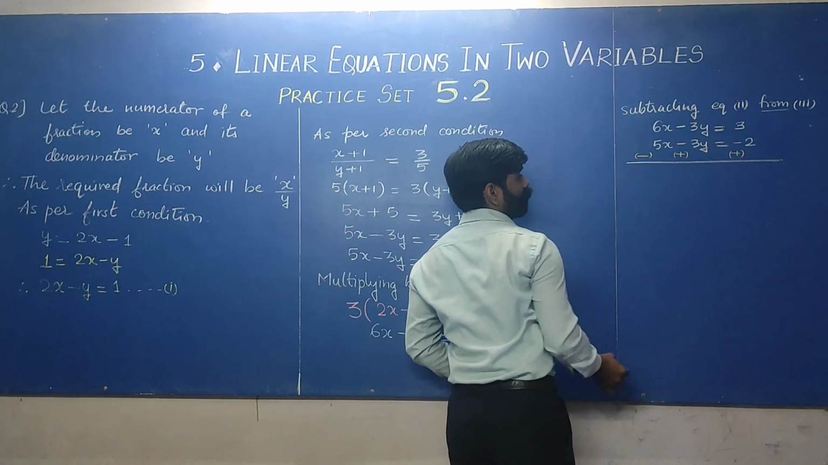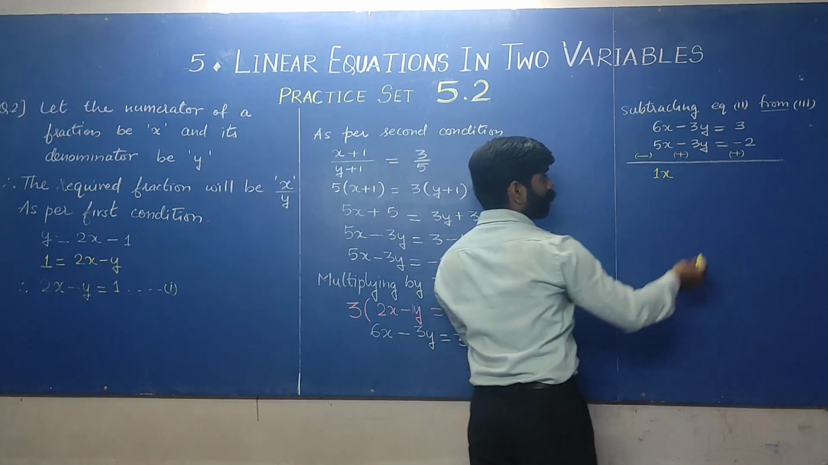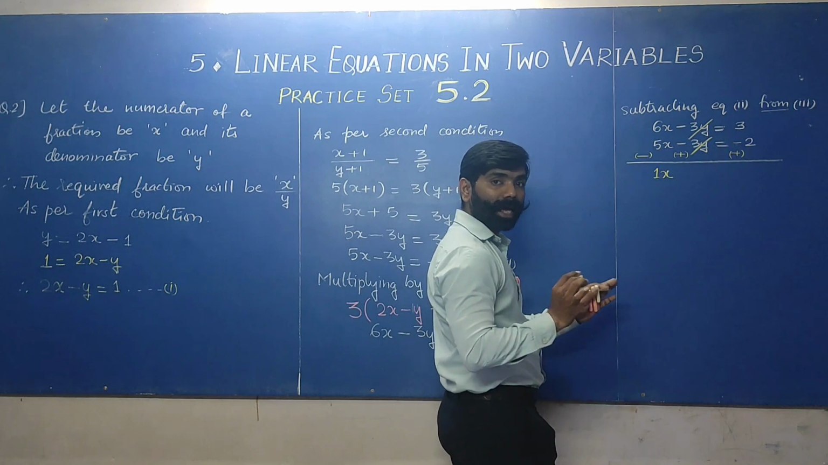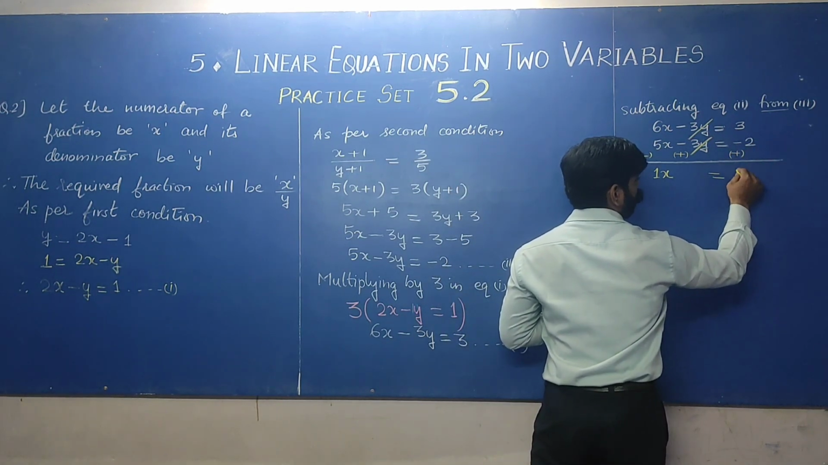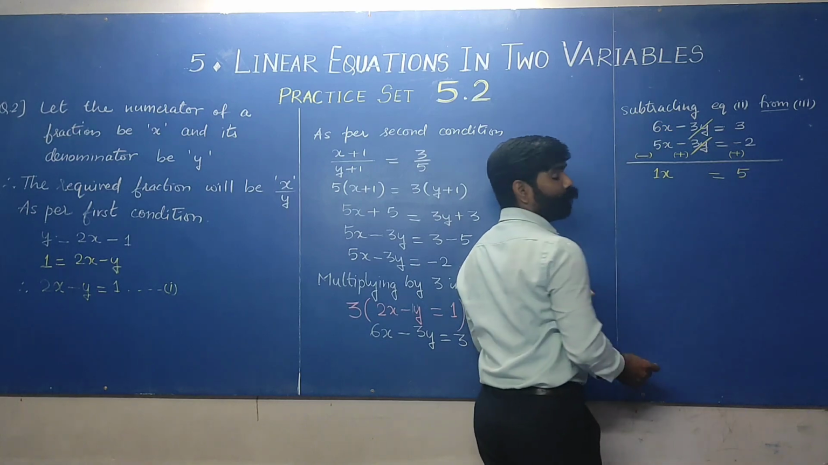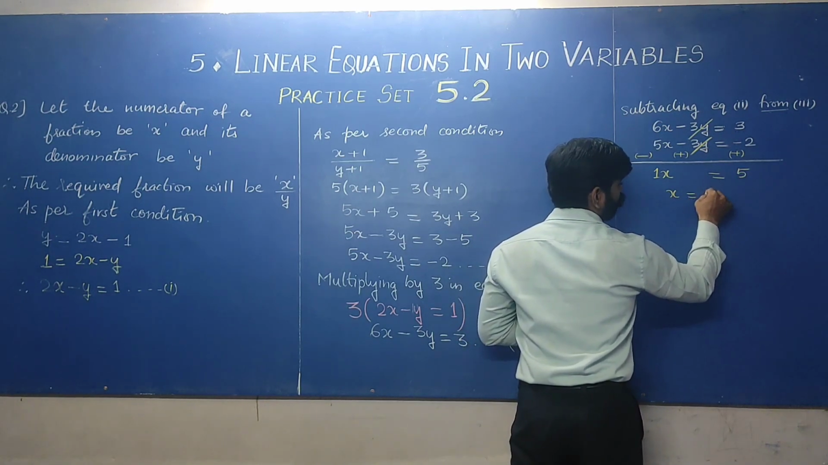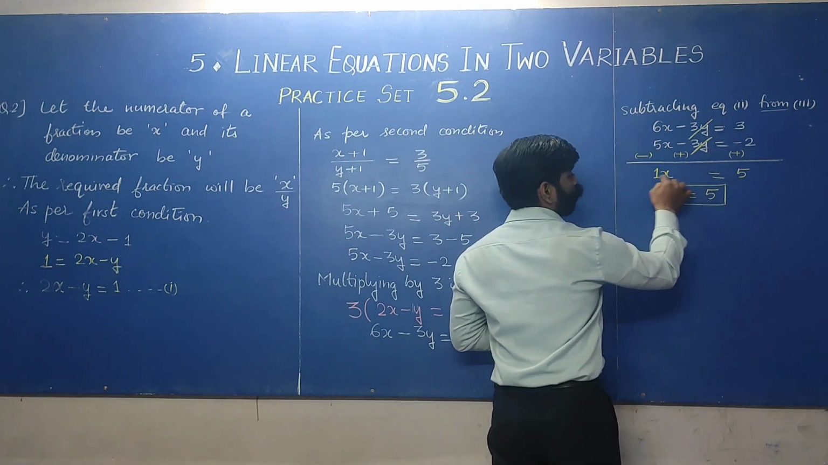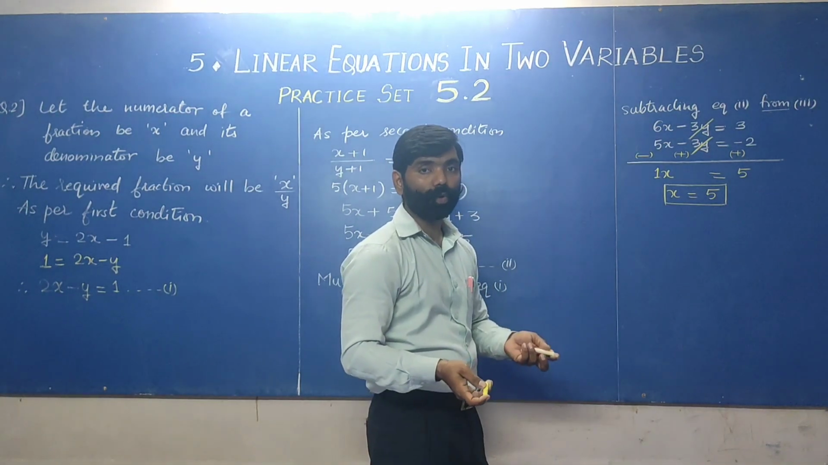6 minus 5 is 1x. Correct? And this minus 3 plus 3 is getting cancelled. Is equals to plus and plus will become plus. So 1x is equals to 5. Therefore x is equals to 5. Because 1 will go in denominator and it will remain the same. So it is of no use.